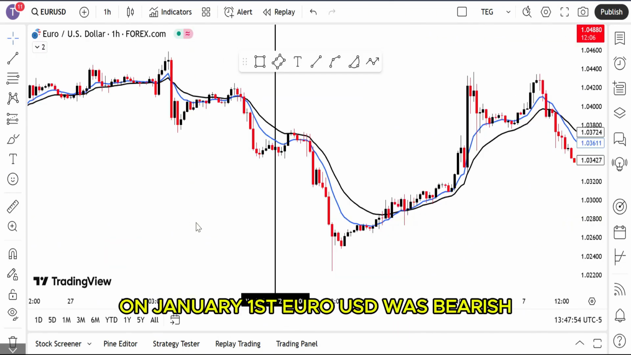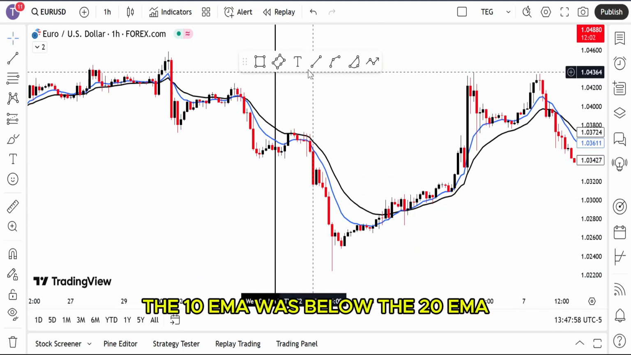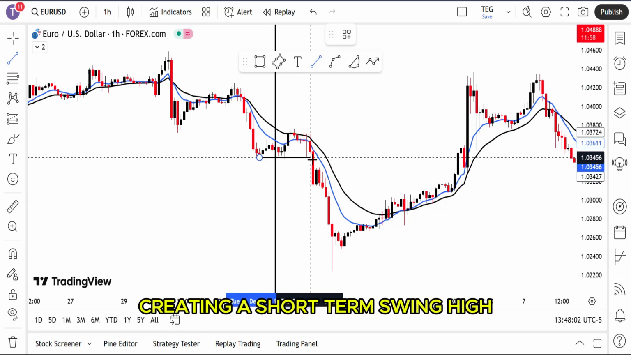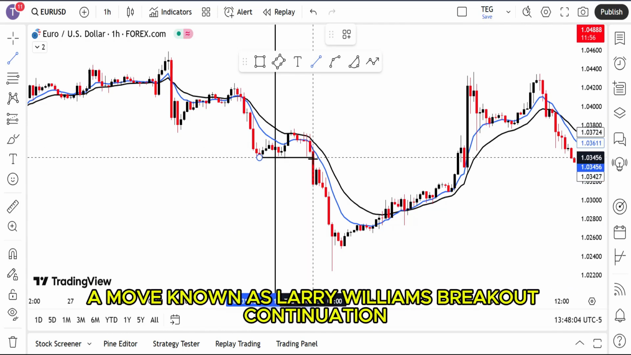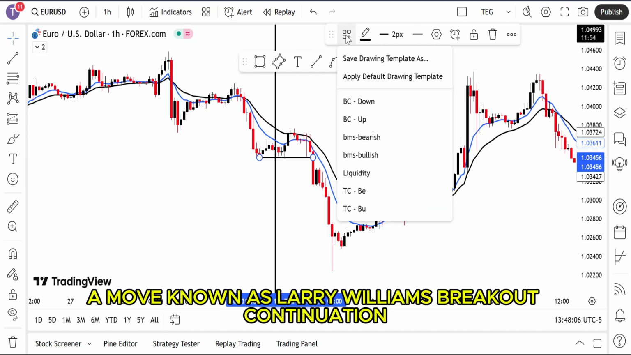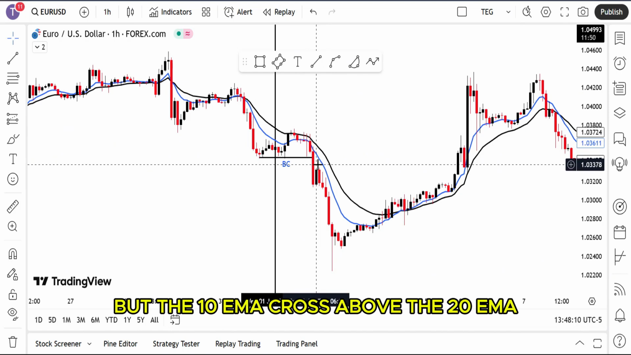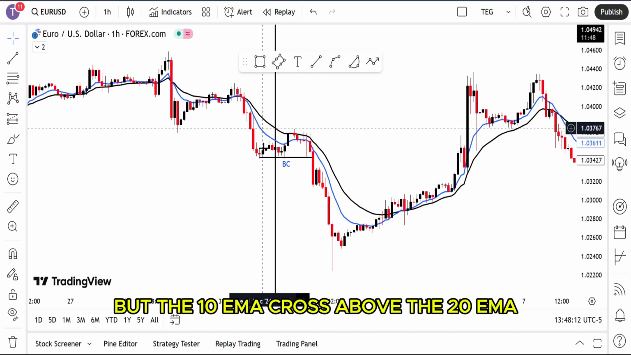On January 1st, EUR/USD was bearish. The 10 EMA was below the 20 EMA. Price pulled back to the 20 EMA, creating a short-term swing high, then broke below, a move known as Larry Williams breakout continuation. We see a swing high bearish, but the 10 EMA crossed above the 20 EMA.